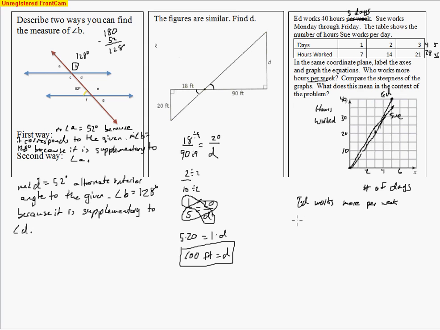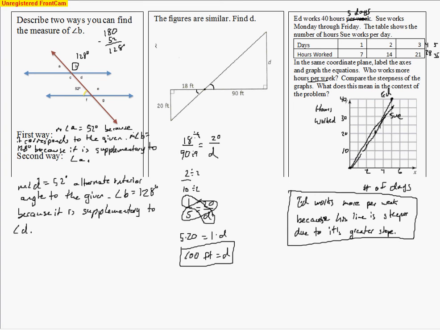And we're comparing the steepness of the graph. So because his line is steeper due to its greater slope. So we're trying to relate the steepness of the graph to answer the question. Since they want to know who works more, well, Ed works more. His line's steeper. And the reason it's steeper, well, his slope is greater. And so those are the questions that we're going to see on this week's test.